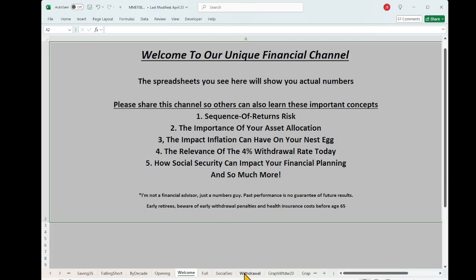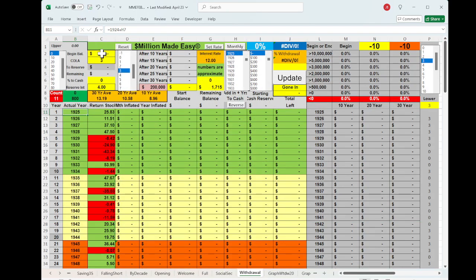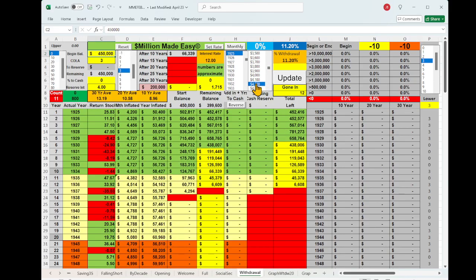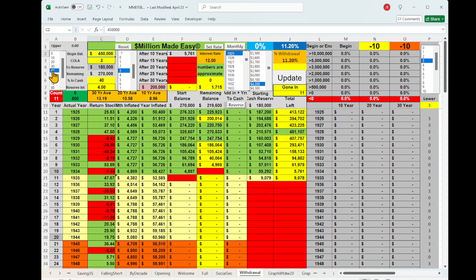So that's what I'm going to do. Look at this individual's numbers. Again, this is one of the spreadsheets we use. Got $450,000 for his beginning balance. He figures he needs $4,200 a month. And we're doing a 60-40 asset allocation. So we've got those different scenarios taken into account.